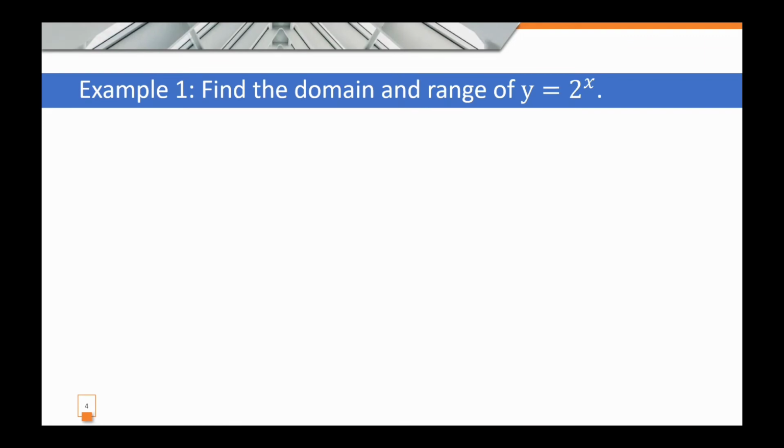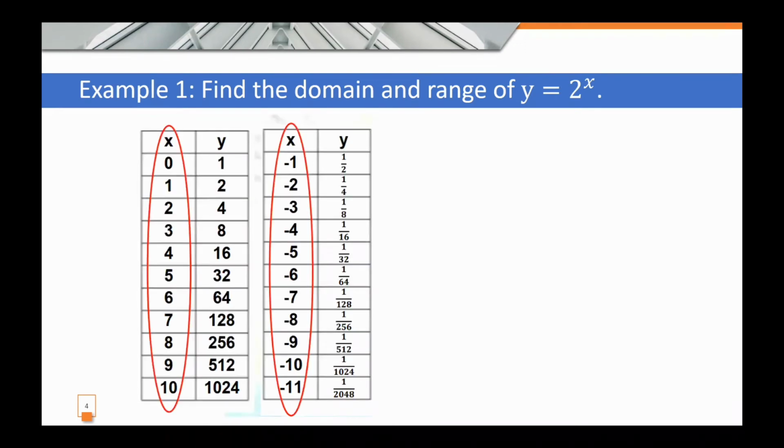Let's have example number 1. Find the domain and range of y equals 2 raised to x. Let us first determine the domain of the given function. When we say domain, these are the possible values of x. If we're going to consider the table of values of the given function, x, we have here 0 to 10. If we're going to substitute this to the given function, we can have these y values.